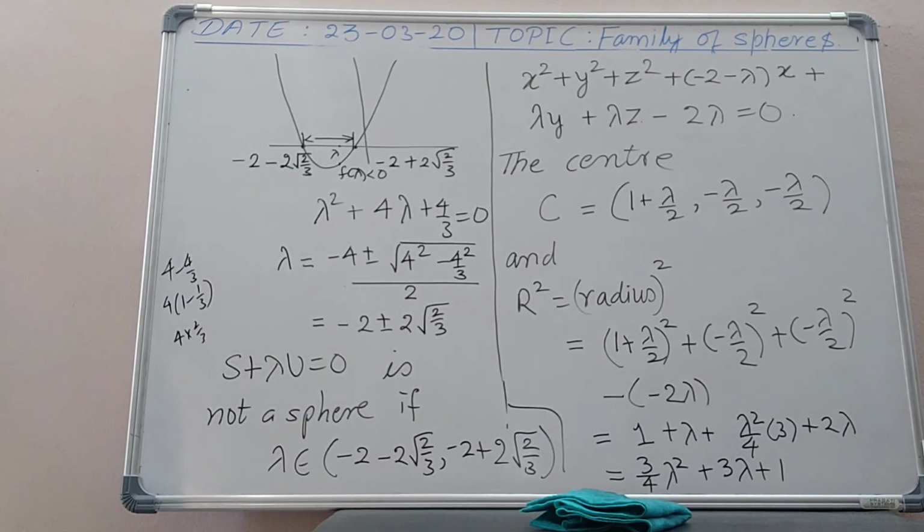But then we will be looking at the intersection of 2 spheres. I will first show that the intersection of 2 spheres is a circle, and then we will write down the family of spheres through that circle.